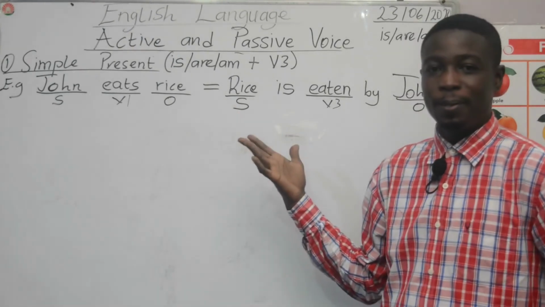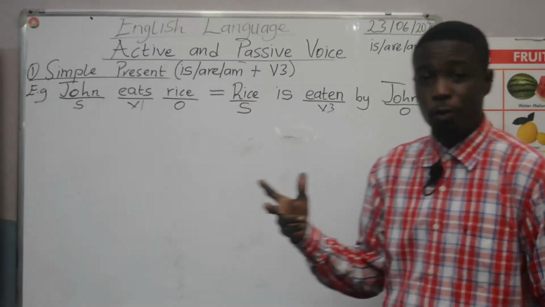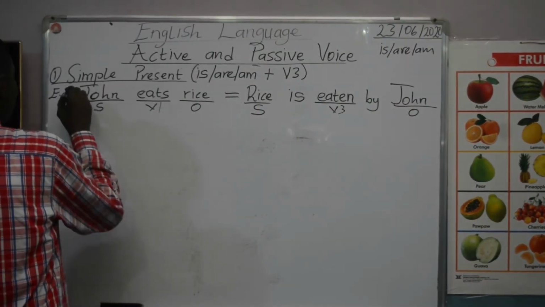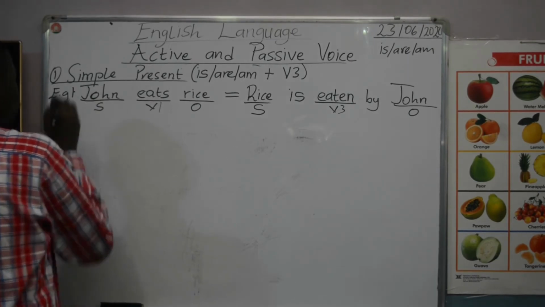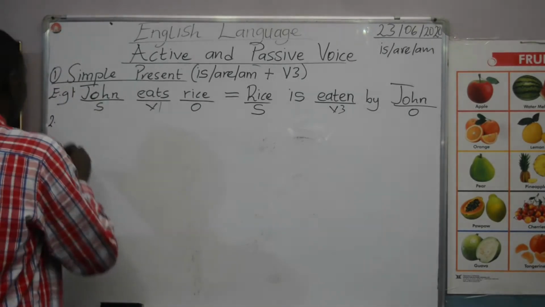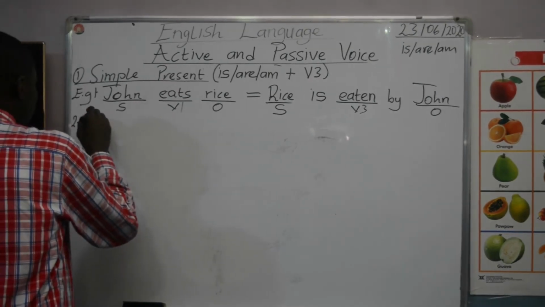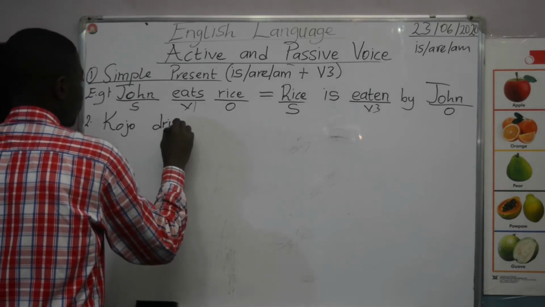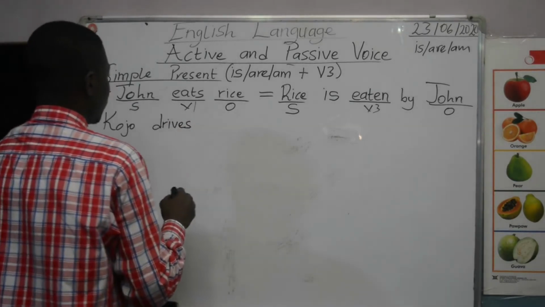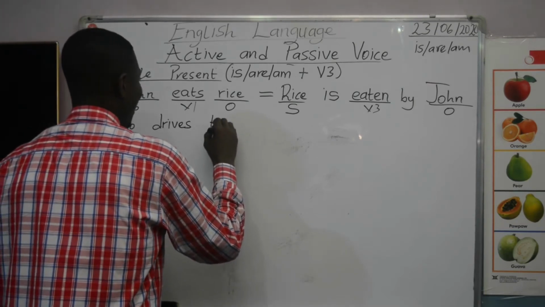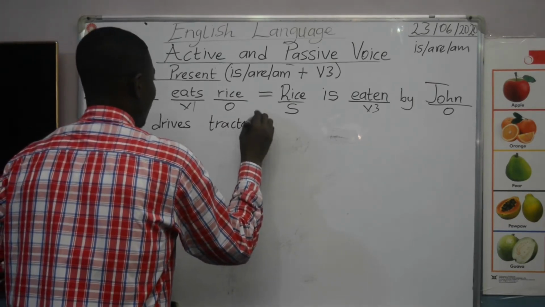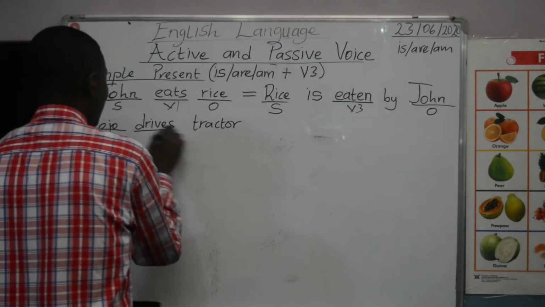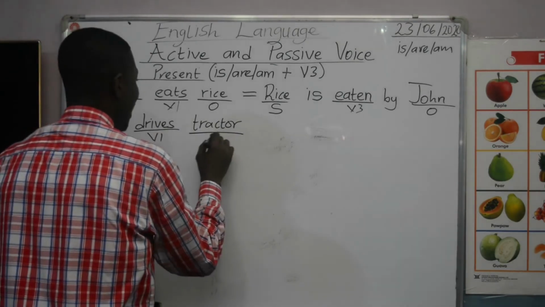Do you understand this? I believe you do. Let's take another example. Example 2. So this is example 1. Now example 2. Kojo drives tractor. Kojo is the subject, V1, and here, object.